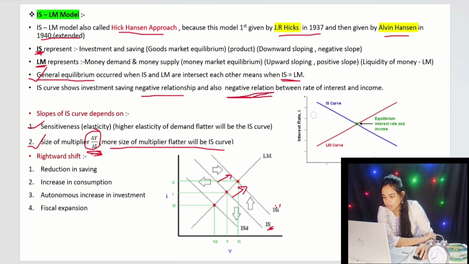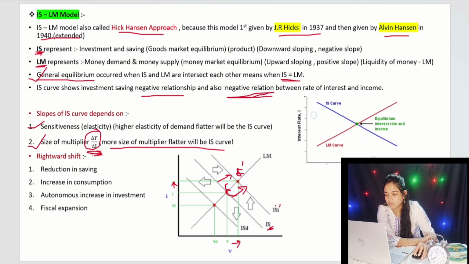And the IS curve shifts right, intersecting the LM curve at the new equilibrium point E dash. Fine. So equilibrium income increases and the equilibrium interest rate also increases. Similarly, an increase in consumption, an autonomous increase in investment, or fiscal expansion is the cause of a rightward shift in the IS curve.